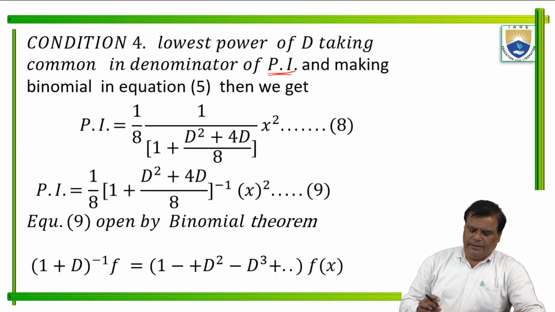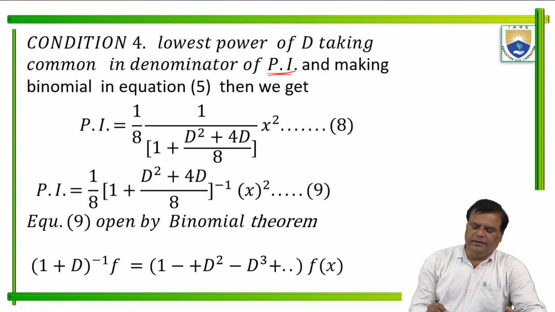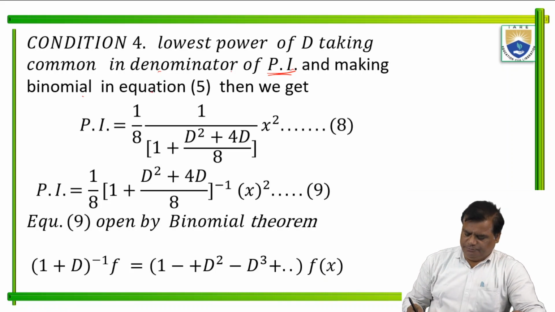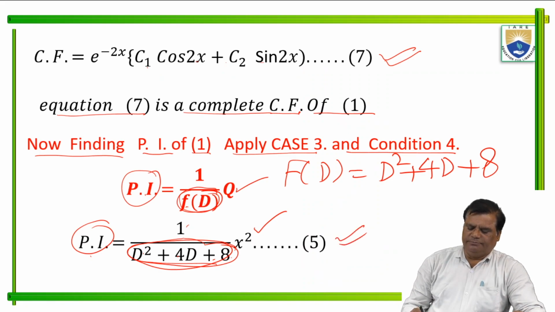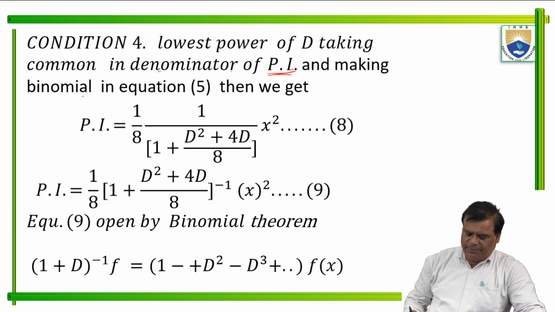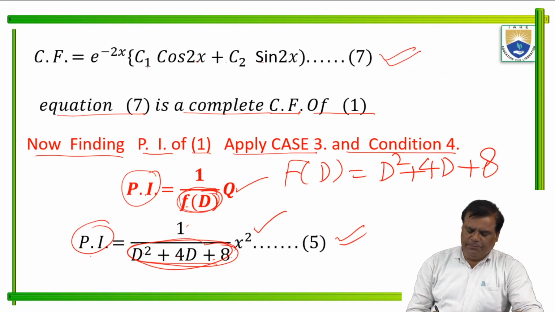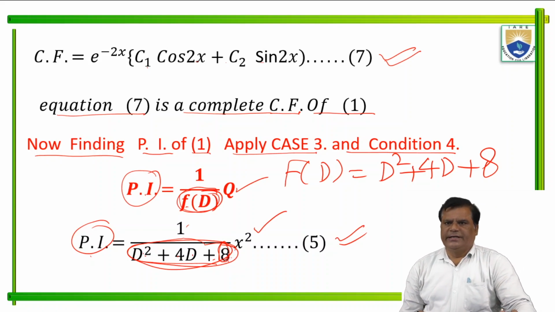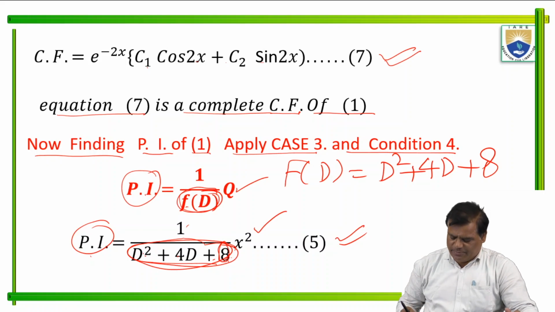So here I am applying the condition: take the lowest power of D common in the denominator of PI and make a binomial in equation 5. Then we get PI equal to, now here I am taking the minimum power, which is 8. The number 8 is the minimum power of D here: here is D to the power 2, here D to the power 1, here D to the power 0. So the minimum power is taken common. So here we are taking 8 common.